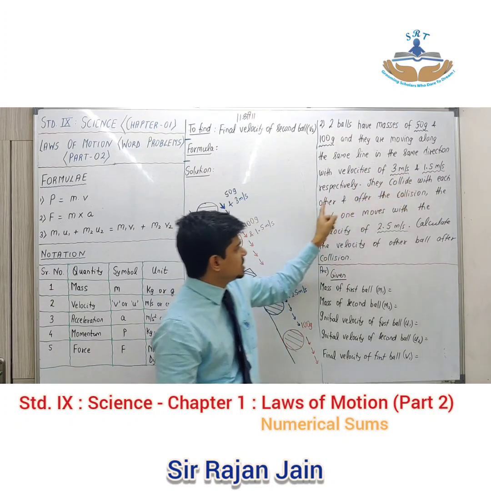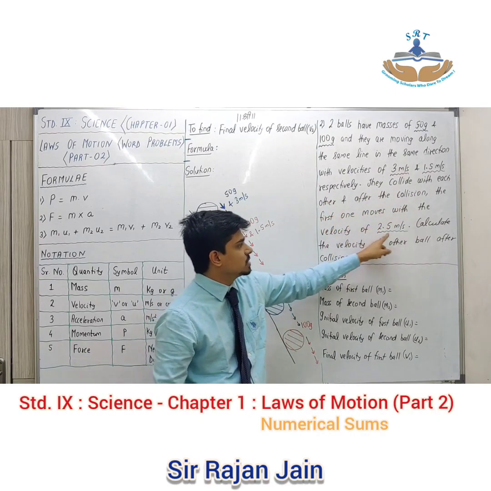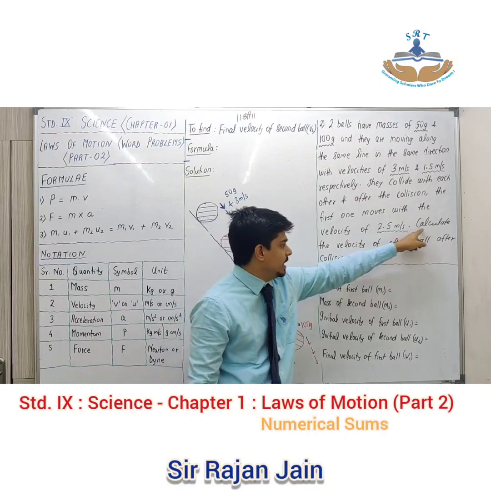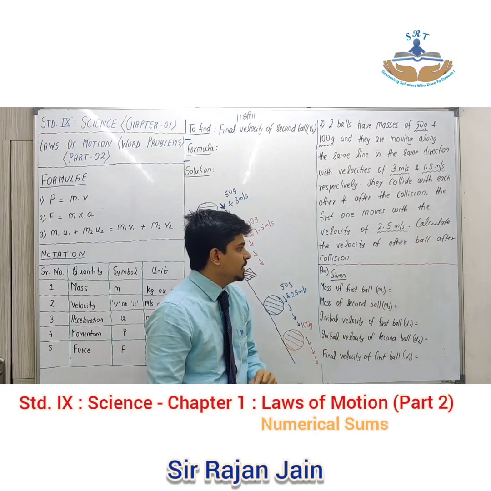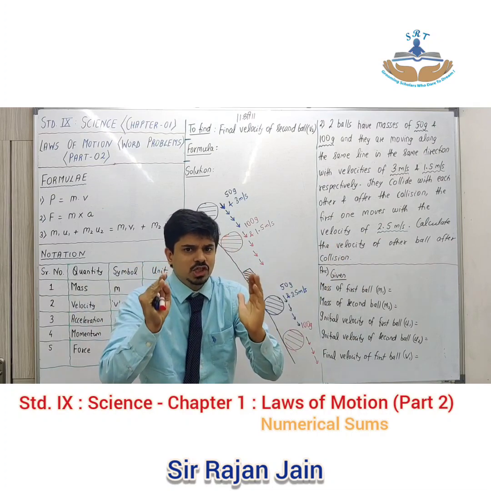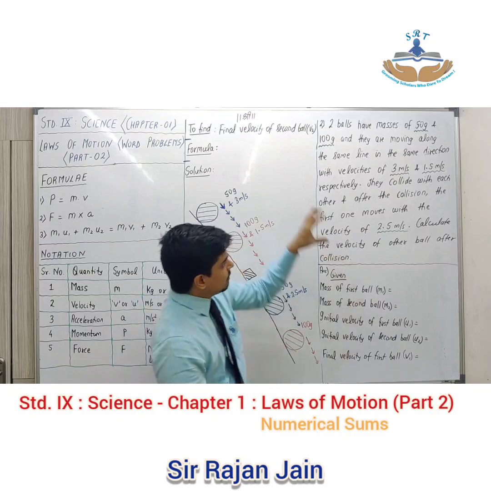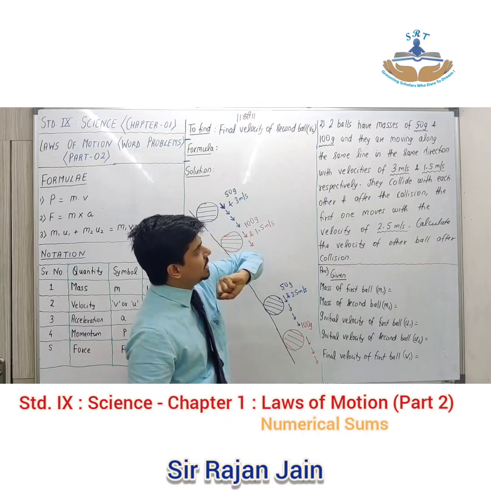They collide with each other, and after the collision, the first one moves with a velocity of 2.5 meter per second. Calculate the velocity of the other ball after collision. Now looking at the question, it should be very much clear that it is based on the law of conservation of momentum. Now let's see the details that I have highlighted over here.